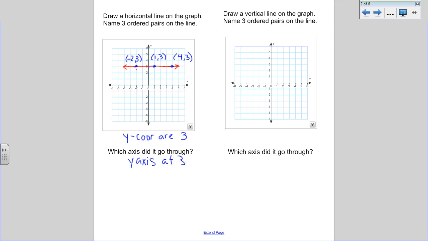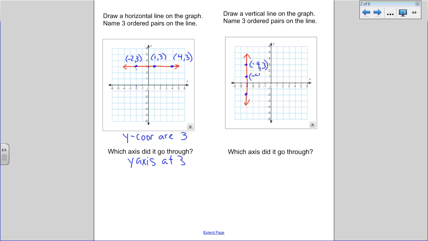We need to draw a vertical line. So we're going to draw a vertical line once again. Just follow along with me. Maybe use a straight edge. And then we're going to name 3 ordered pairs on the line. So I'm just going to quickly grab a couple points. This is the point -4, 3, because it hits the x-axis at -4 and the y-axis at 3.